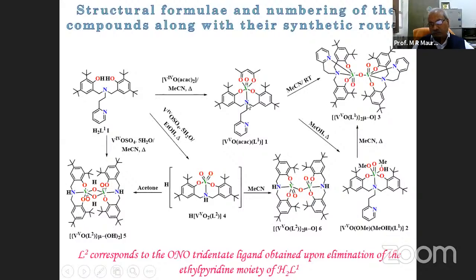And if you stir in methanol, since this is acetyl acetone coordinated, it can go to the methoxy compound. But again, this nitrogen is not coordinated, and if we keep it in acetonitrile for a longer time and heat it, that can go back to it. Okay, so a lot of chemistry we could generate from this one.